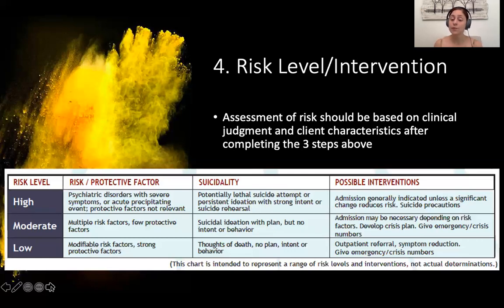Once you've done steps 1 through 3, you can then determine what the risk level is and intervene appropriately for this particular client. Your determination of the risk level should be based upon the results of your assessment, your clinical judgment, and the specific client characteristics, meaning the risk and protective factors that you've identified already. The type of intervention you select in this case should then be dependent on the level of risk you've assessed. Remember that you're legally allowed but not mandated to breach confidentiality in cases of danger to self.